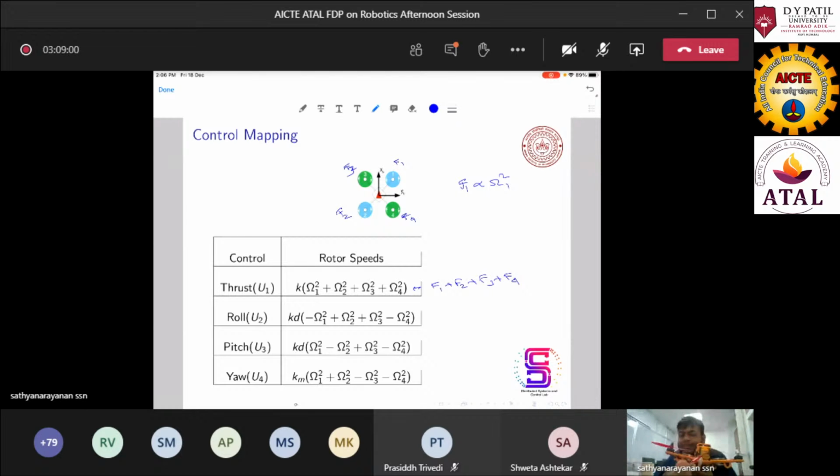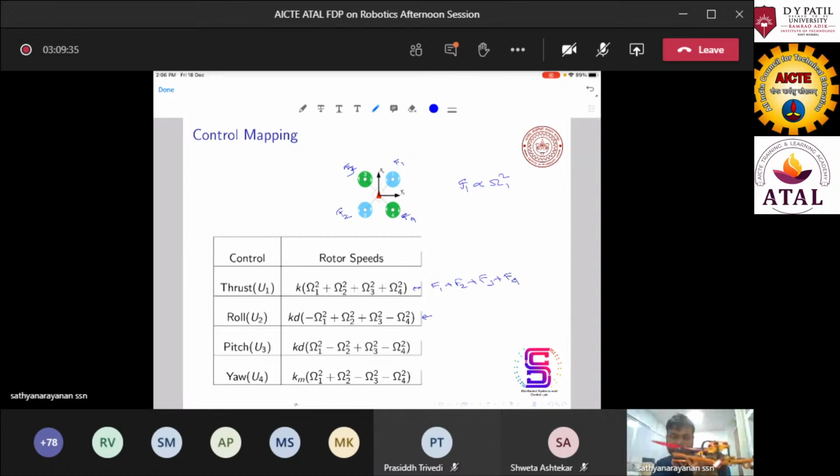And for the roll, roll is nothing but rotating about the x-axis. You keep your thumb pointing along the x-axis, then you curl your fingers. Wherever it curls, that is the positive roll. So for the positive roll, these two thrusts, this one and this one, should be high, and these two should be low. So for positive roll, F3 and F2 should be positive, and F1 and F4 should be negative. That's what is written here.